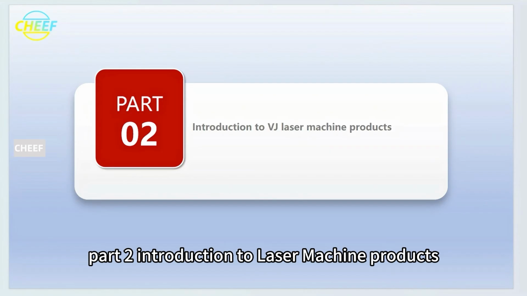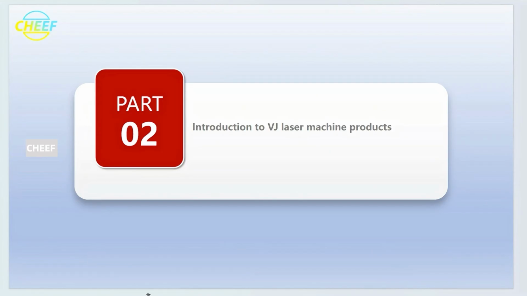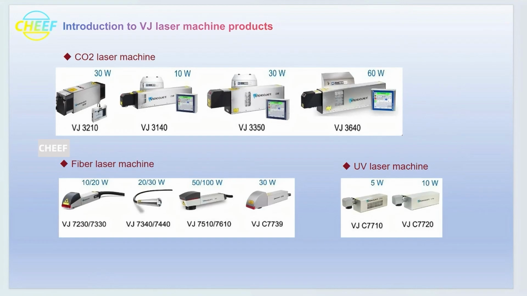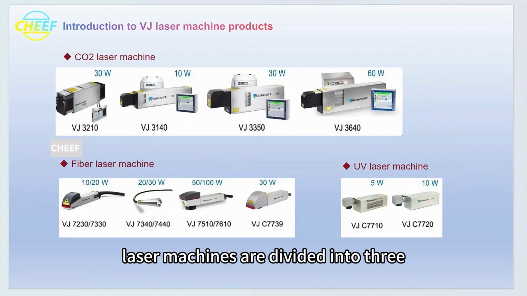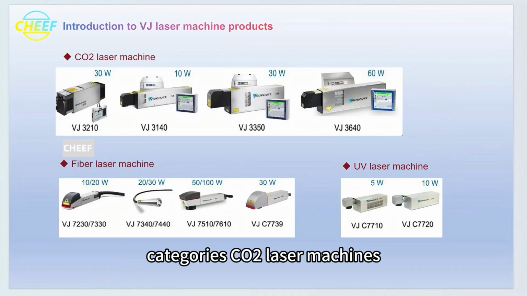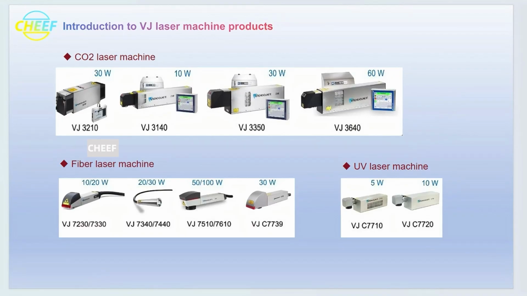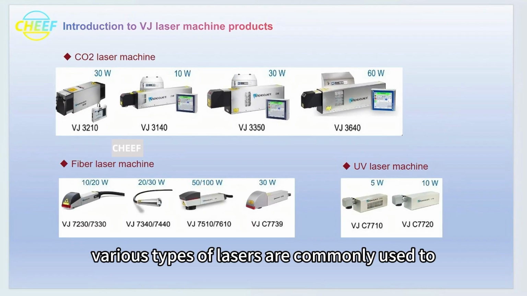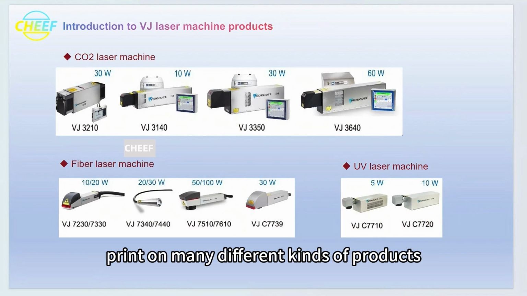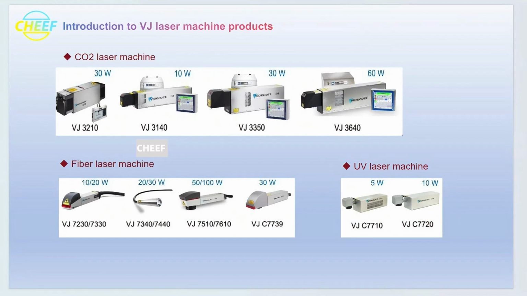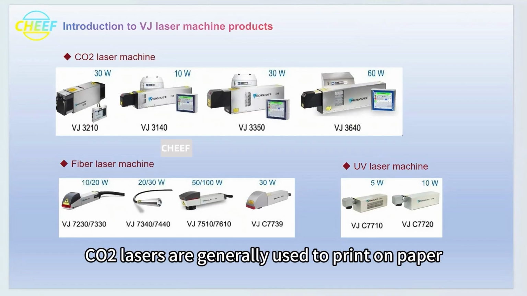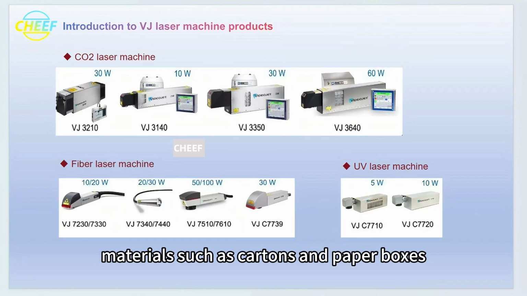Part 2, Introduction to Laser Machine Products. Laser machines are divided into three categories: CO2 laser machines, fiber laser machines, and ultraviolet laser machines. Various types of lasers are commonly used to print on many different kinds of products. For example, CO2 lasers are generally used to print on paper materials such as cartons and paper boxes.